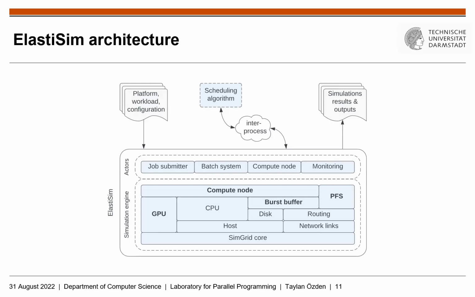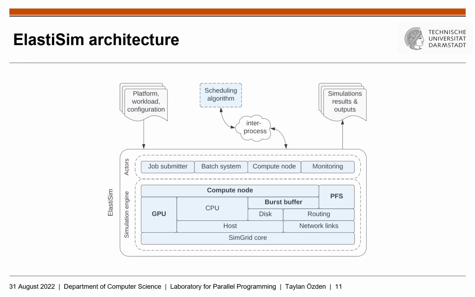Okay, so here you can see the architecture of ElastiSim. So speaking of a black box first, you as the user, you have to provide the platform, the workload, and the configuration, as well as the scheduling algorithm. And what you get after the simulation has terminated is you will see the simulation results and outputs.